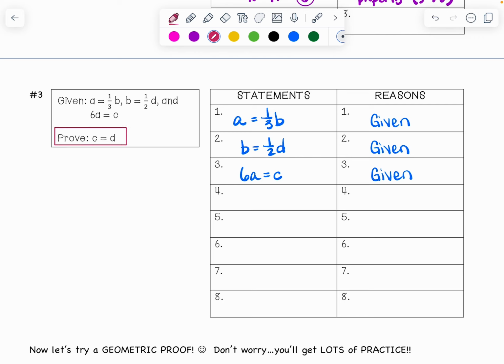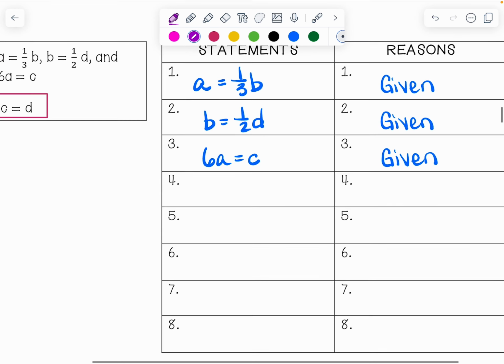All right, so again, I'm going to do a little analysis. My given has A's, B's, C's, and D's in it. But I only want C's and D's in my final answer, which means I've got to get the A's and the B's out of there somewhere in the mix, right? So we're going to kind of tackle that one at a time.